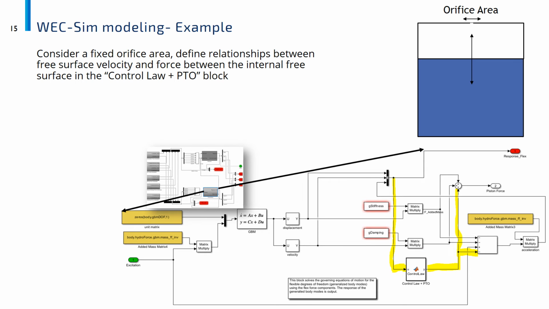So now we have to describe what we're going to put in that controller and PTO block. Here again, we're considering an orifice of a specified area that resists the motion of the free surface by applying a force from the rigid body to which the orifice is affixed.